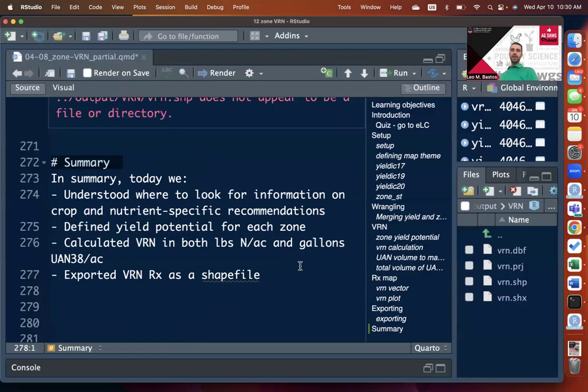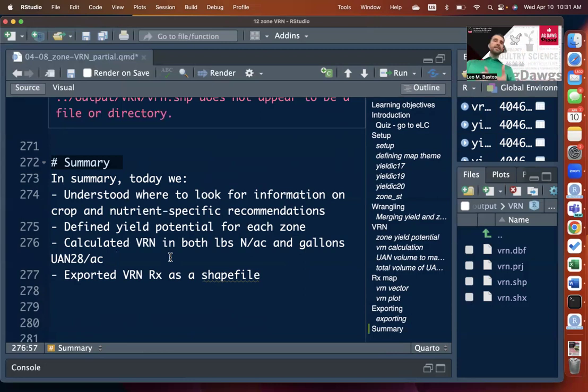Then we defined yield potential for each one of the zones, and calculated the variable rate nitrogen for both pounds of nitrogen per acre and also gallons of UAN. I guess I have 38%, but that's a typo, 28% per acre. And then finally, we exported this as a shapefile.